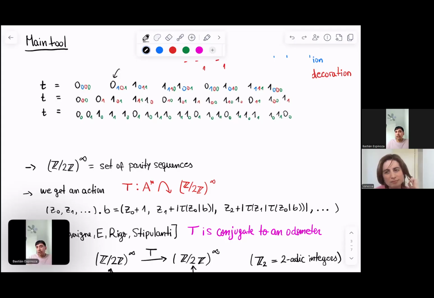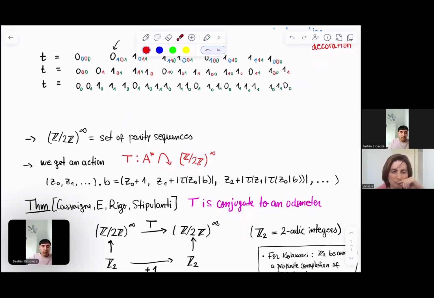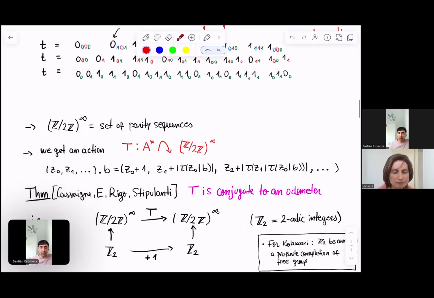So the thing is that even if we have infinitely many decorations, a sequence of decorations, once we know the letter, we can compute the next sequence of decorations. And this is what we want to study. Now, formally, what we're going to do is say we consider the space here. And this is the set of parity sequences, the set of decorations that we can consider. And this process of determining the next decoration based on the letter defines an action in this infinite space. It is formally defined like this.